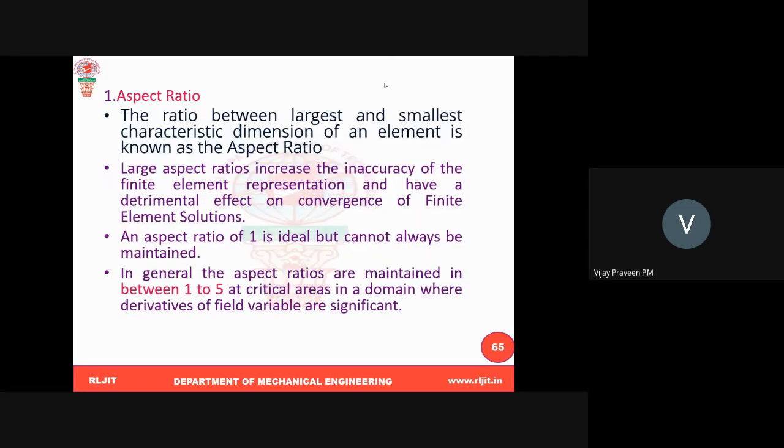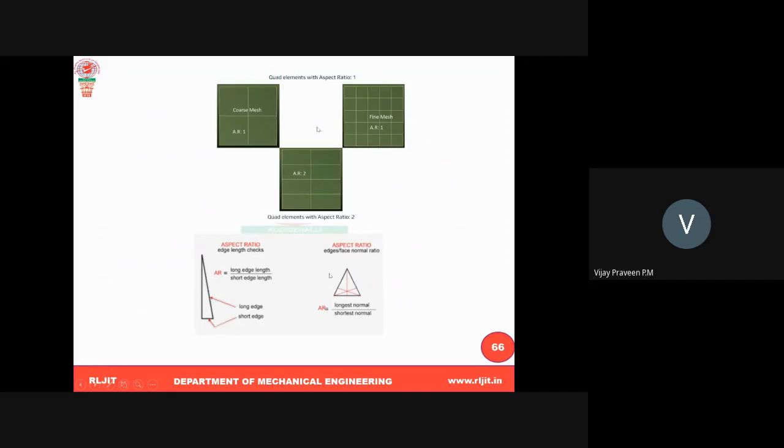Aspect ratio is nothing but the ratio between the largest and smallest characteristic dimension in an element. A large aspect ratio increases the inaccuracy of the finite element representation and has a detrimental effect on the convergence of the finite element solution. An aspect ratio of 1 is ideal but cannot always be maintained. In general, the aspect ratio is maintained between 1 and 5.